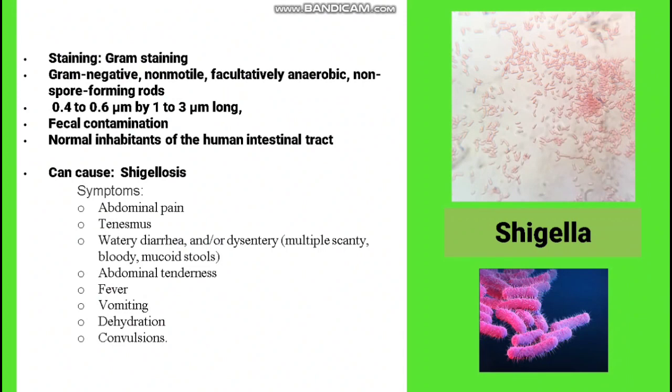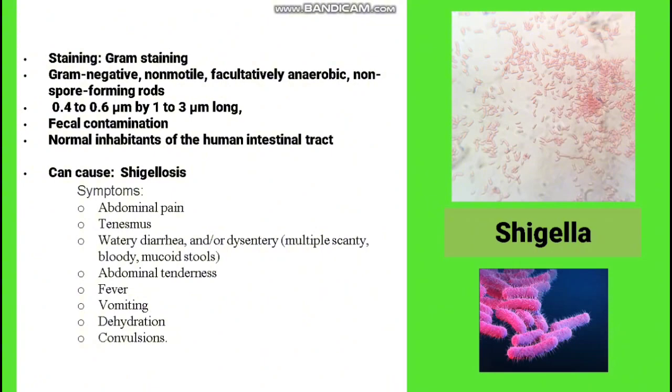Next is Shigella. Shigella cells can be stained using gram staining or specific antibody-based staining techniques. Under the microscope, they appear as gram-negative, non-motile, facultatively anaerobic, non-sporeforming rods. Their cells are 0.4 to 0.6 micrometer across by 1 to 3 micrometer long, and they are normal inhabitants of the human intestinal tract and can cause shigellosis through consumption of water that has come in contact with the feces of an infected person.